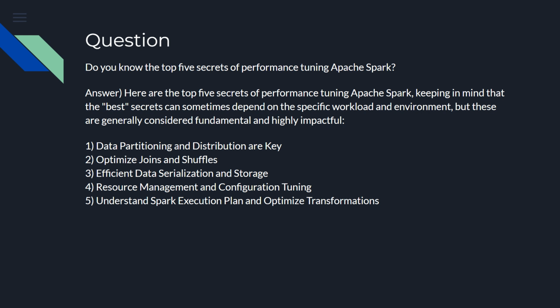Second, optimizing joins and shuffles. Shuffles are expensive operations in Spark as they involve data redistribution across executors. Efficiently handling joins and minimizing shuffles is critical. Broadcast join. For joining a large data frame with a significantly small data frame, use broadcast join. Spark.sql.autoBroadcastJoinThreshold.